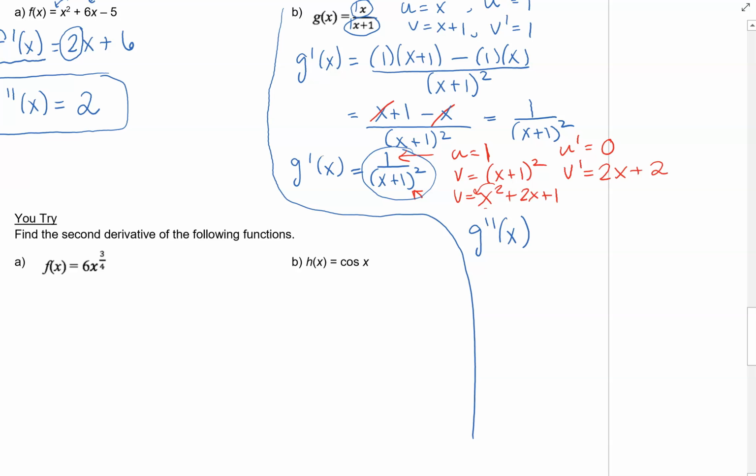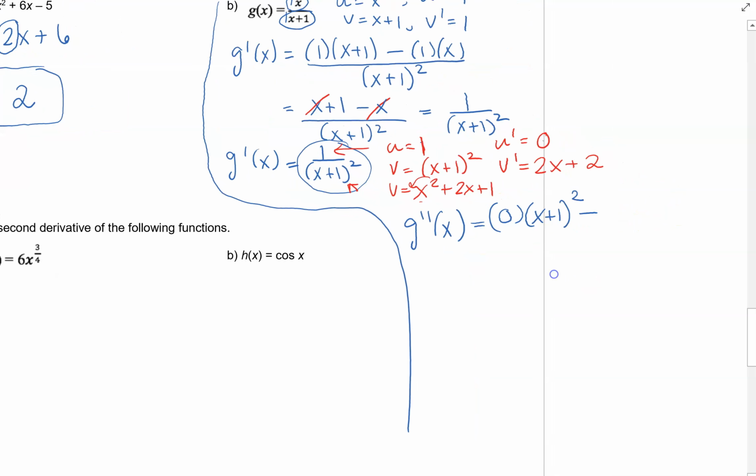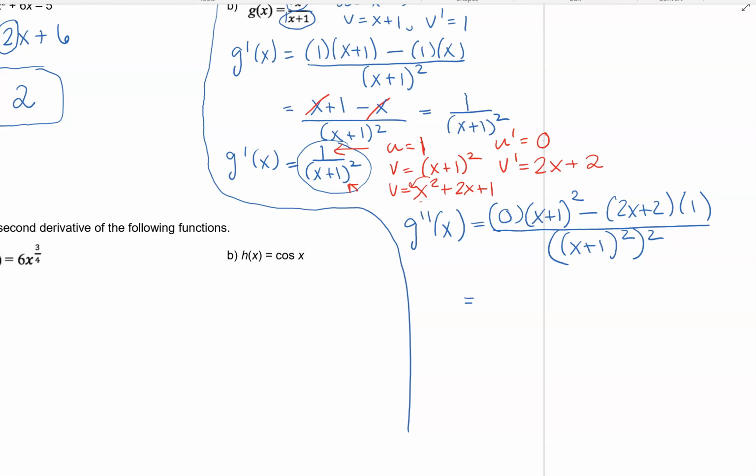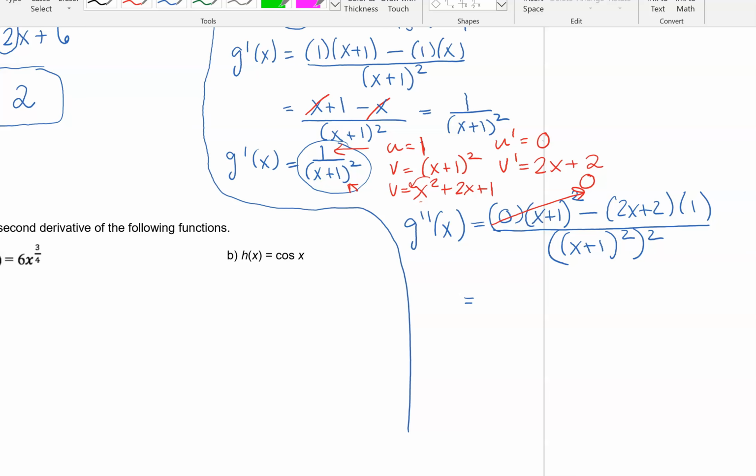Second derivative would be, again, u prime v. So 0 times x plus 1 squared minus v prime, which is 2x plus 2, times u, which was 1, and then all over v squared. So v was x plus 1 squared, and then I'm squaring that. So it's going to end up being, well, this whole first part goes to 0. So that's fantastic, actually. Love when things go to 0.